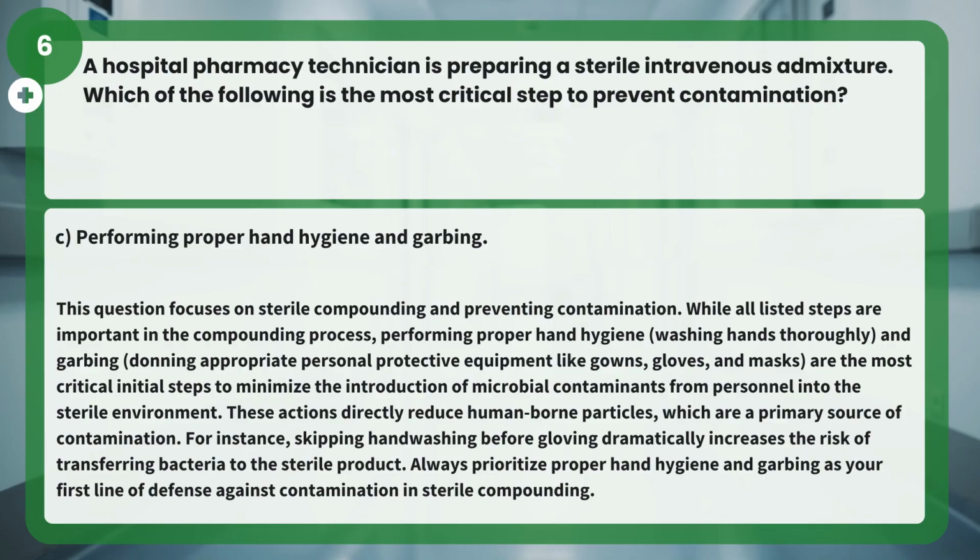These actions directly reduce human-borne particles, which are a primary source of contamination. For instance, skipping hand washing before gloving dramatically increases the risk of transferring bacteria to the sterile product. Always prioritize proper hand hygiene and garbing as your first line of defense against contamination in sterile compounding.